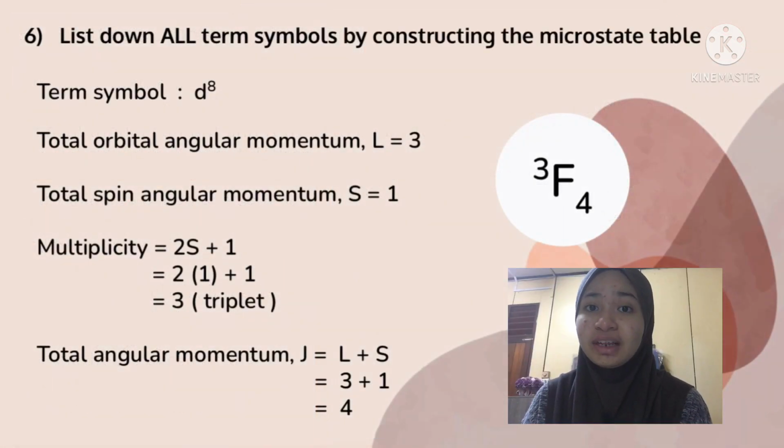So the next question is to list all term symbols by constructing a microstate table. The configuration is d8, so we calculate this by using multiplicity. The formula for multiplicity is 2S plus 1, so it's 2 times 1 equals 2, and 2 plus 1, which is 3. To obtain J, we use the formula L plus S, which is 3 plus 1, and we get 4. Finally, we get 3F4.